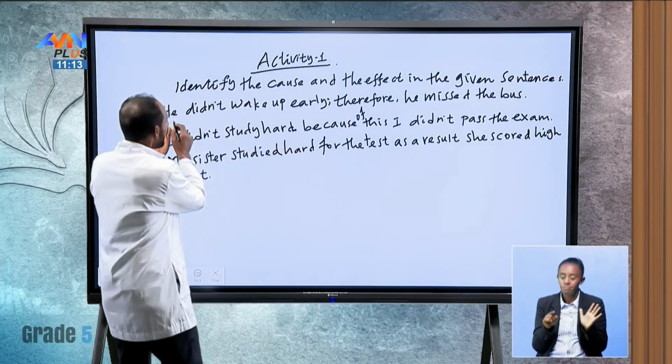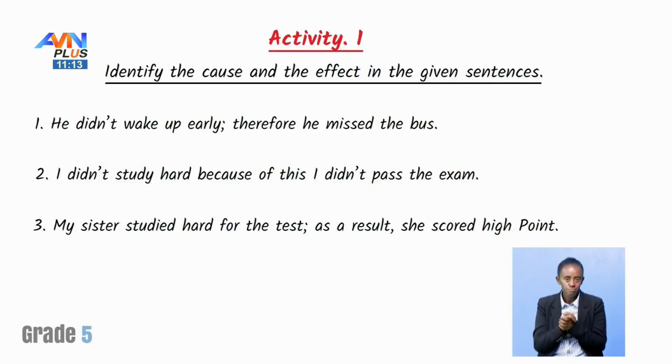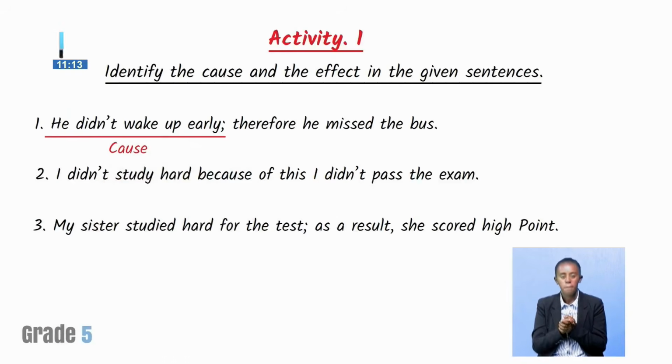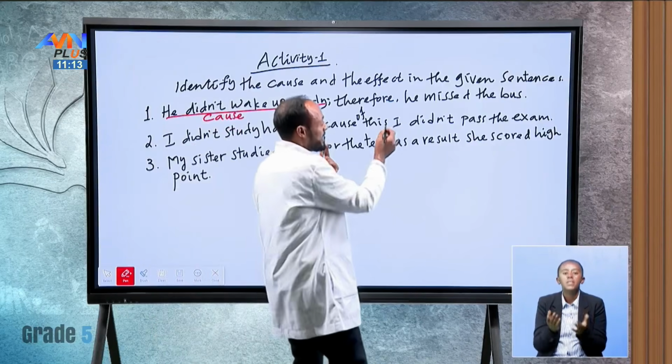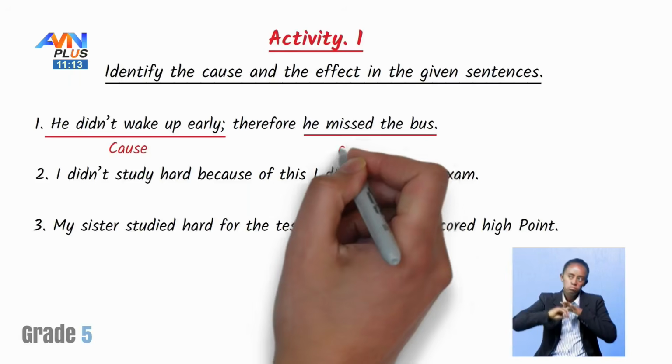Is it clear? So, he didn't wake up early. Look, this one is the cause. So what is the result of this one? What happened then? Then, he missed the bus. So this one is the effect.